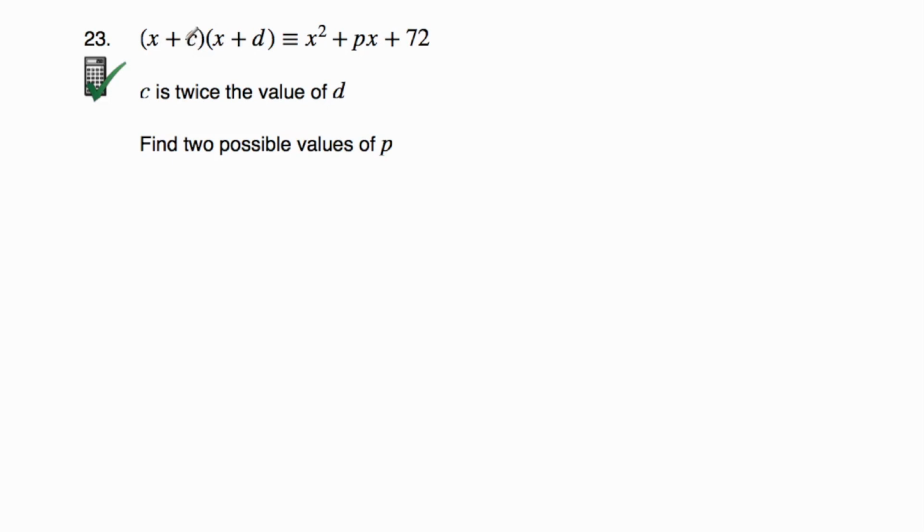So whatever value this is, it's twice the value of this value. And we've been asked to find two possible values for p. So there's two possible values for p, and we've been asked to find both of them. So whenever we expand our brackets, we would get x times x. Let's expand our brackets and see what we get.